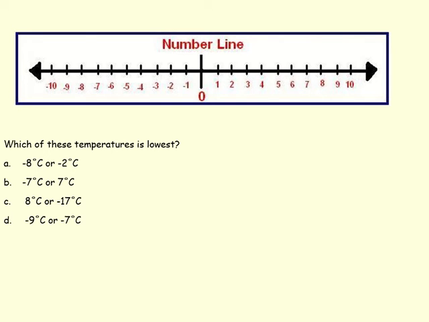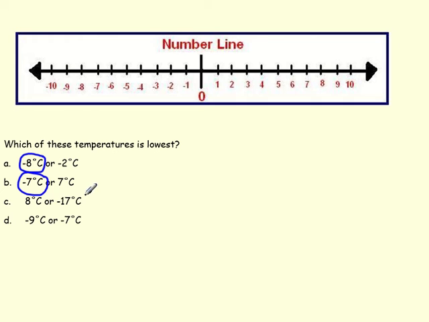You'll get questions like this one, such as which of these temperatures is lowest. So you're not necessarily ordering them, you just have to identify which one is the lowest. So like I keep repeating, the minus number that is further away from the 0 is the lowest one. So we know it's -8 in this instance that is lower than -2. If you think about it, because it is temperature, -8 would be a lot colder. Between -7 degrees Celsius and 7, well, it's obviously the -7 that is the lowest.